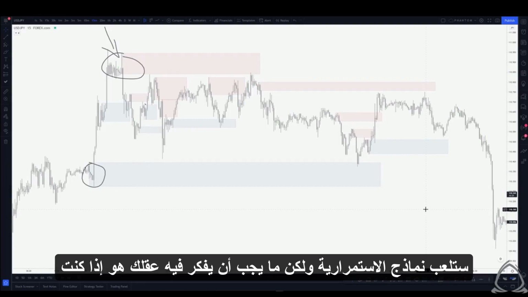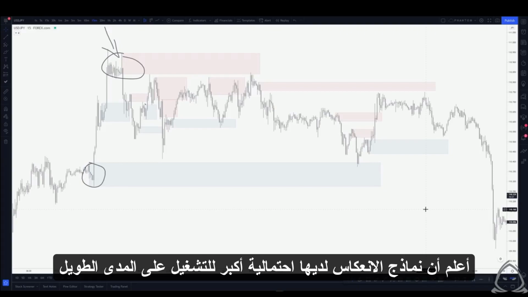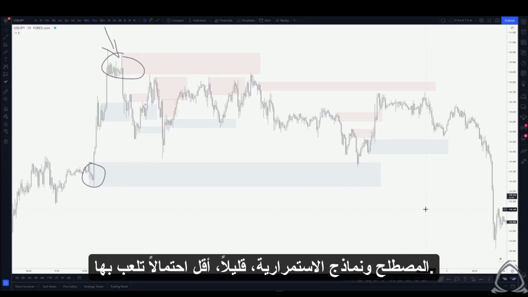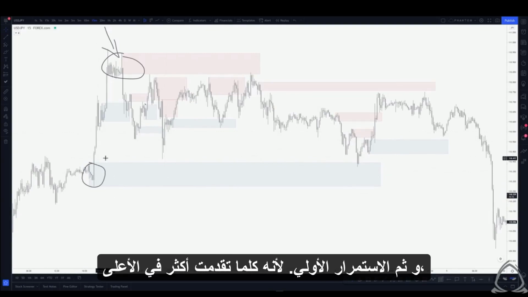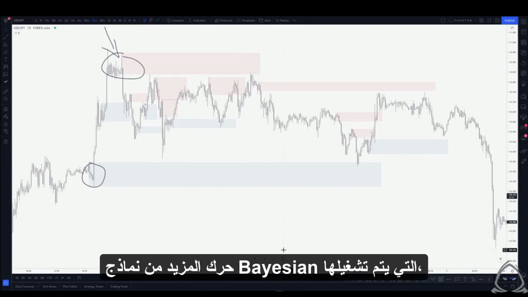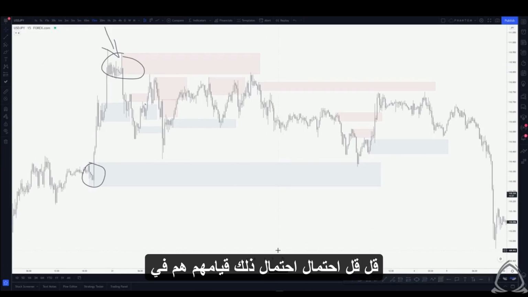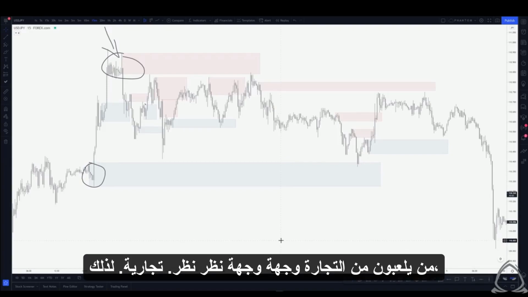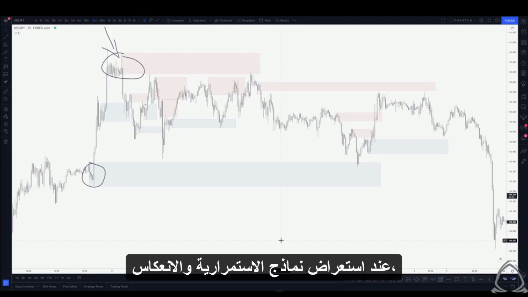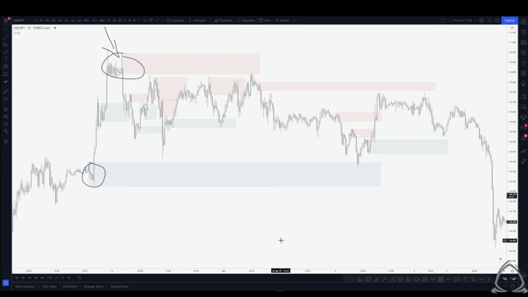But what your mind should be thinking is, if I know that the reversal models have a higher probability of playing out over the long term and the continuation models are a little bit less likely to play out, you need to start to build trade ideas that base around reversal and then the initial continuation. Because as you get further up in an up move or further down in a down move, the more continuation models that play, the less likely that they are actually going to play out from a trade standpoint. So when you go through mapping out continuation and reversal models, just be mindful of each of the models and what ends up happening on the right side of the charts.